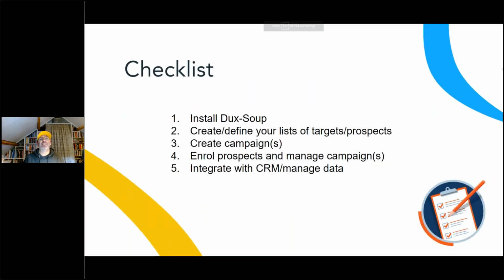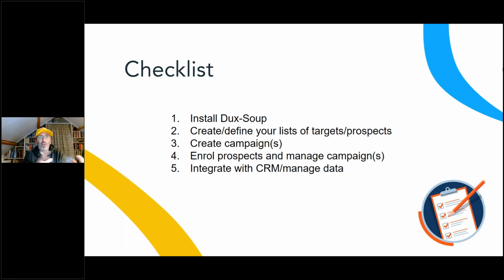So this is our checklist, our 5 steps to going from zero to getting up and running with Dux Soup and LinkedIn automation. First of all, install Dux Soup. If you've not used it before, you get 14 days of the full bells and whistles version, the turbo version, to have a play around with and to explore all of the functionality that's available to you. So install Dux Soup from the Chrome Web Store.